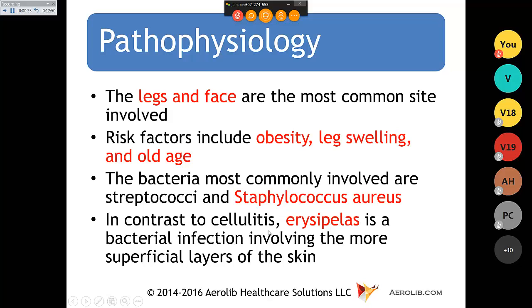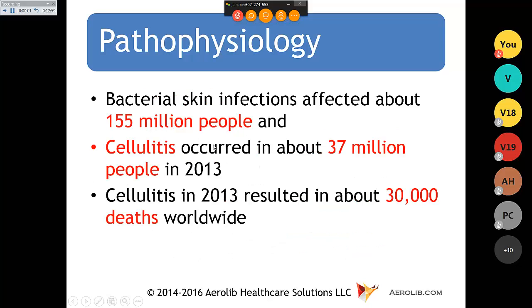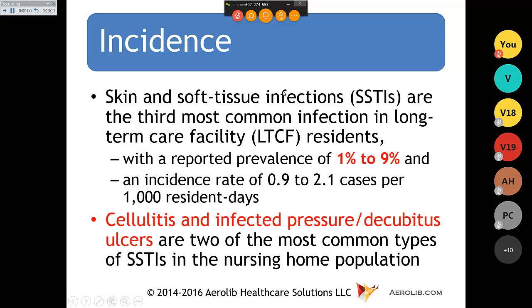In contrast to cellulitis, erysipelas is a bacterial infection involving the more superficial layers of the skin. Bacterial infections, they affect about 155 million people. Cellulitis itself was billed in 37 million people, and it is a dangerous disease. It causes about 30,000 deaths worldwide.